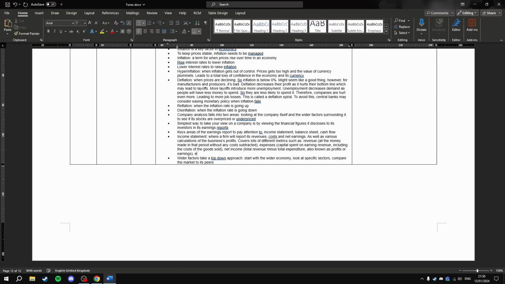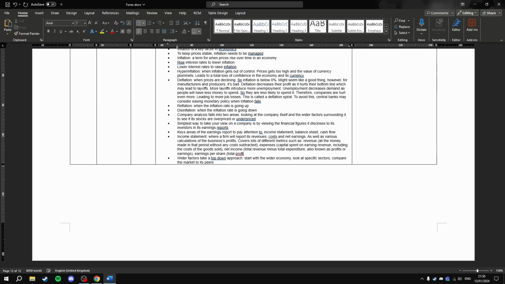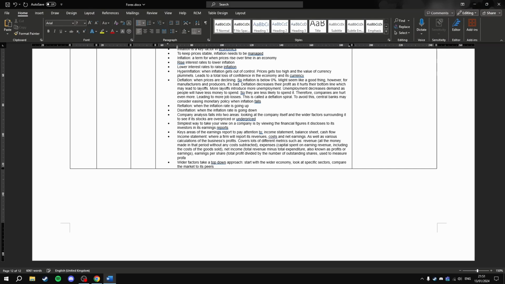Earnings per share. That is total profit divided by the number of outstanding shares, used to measure profitability. God, that's horribly wrong. Profitability.